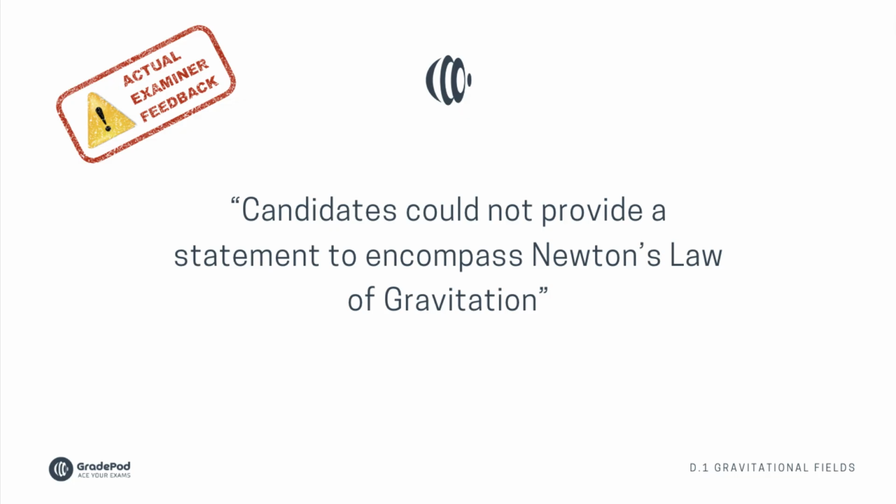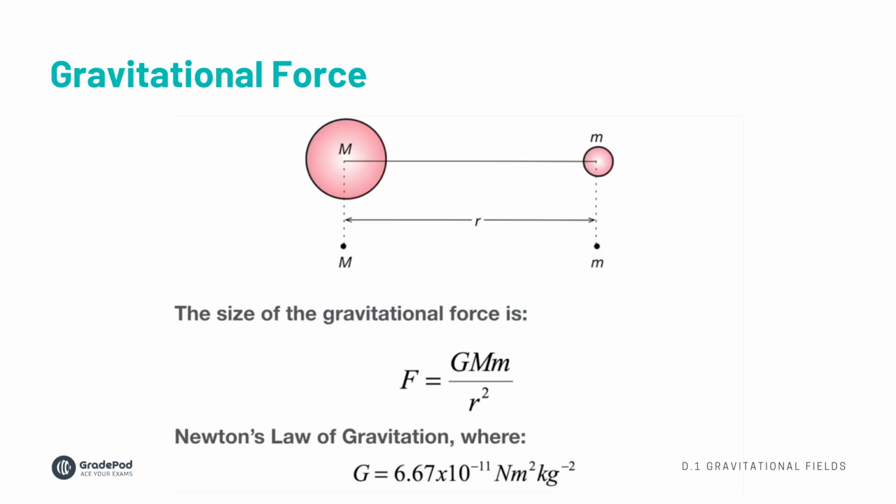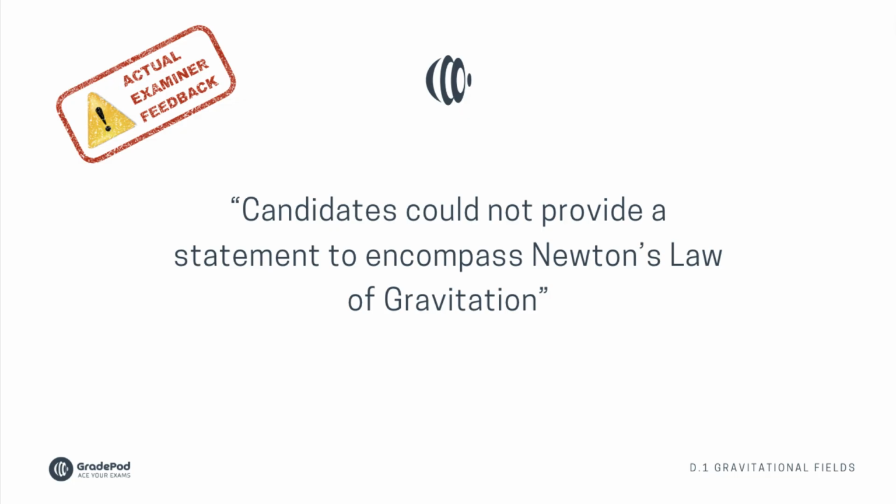Time for some more actual examiner feedback. The examiners have said that candidates could not provide a statement to encompass Newton's law of gravitation. So what does that mean? That means that perhaps in a past paper or an exam paper, you've been asked to describe Newton's law of gravitation. And it would not be suitable to simply write down this equation. You would have to come up with a statement to describe Newton's law of gravitation.